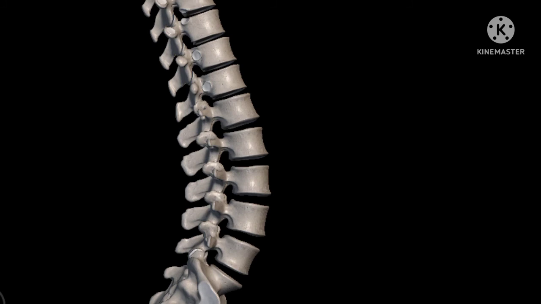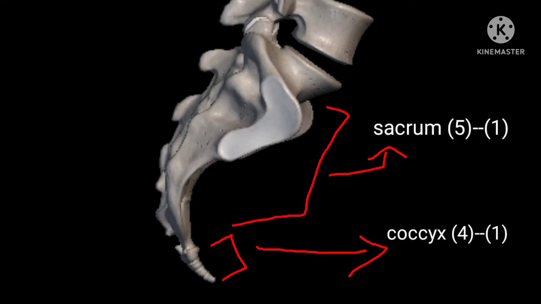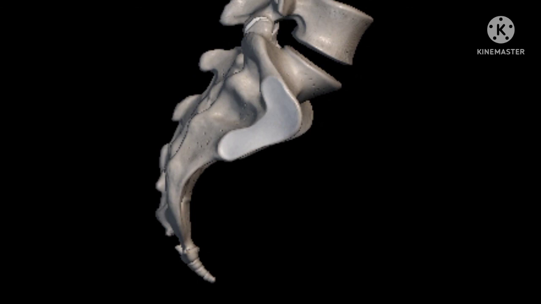Now see the lumbar vertebrae. They are 5 in number, just below the 12 thoracic vertebrae, and are named L1, L2, L3, L4 and L5. See the diagram, the sacrum is actually 5 bones but fused together to form one. Similar to that, the tailbone, or the coccyx, is actually 4 bones fused together to form one single bone.